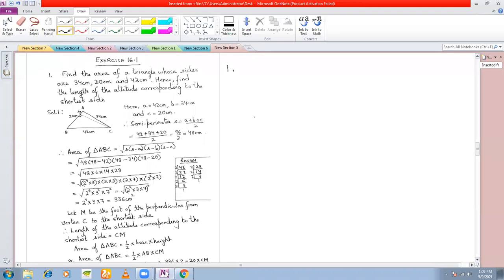First problem here. Find the area of a triangle whose sides are 34 centimeters, 20 centimeters, 42 centimeters. Hence, find the length of the altitude corresponding to the shortest side. So we have a triangle. Let's draw a triangle first. And the lengths of the sides are given to you. Let's take this side as 34. You can take any order you want. You can take this side as 20 centimeters, and this side as 42 centimeters. You need to find out the area of this triangle.